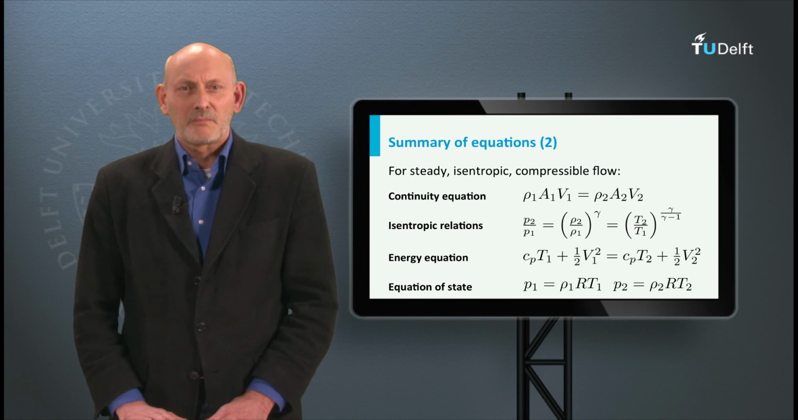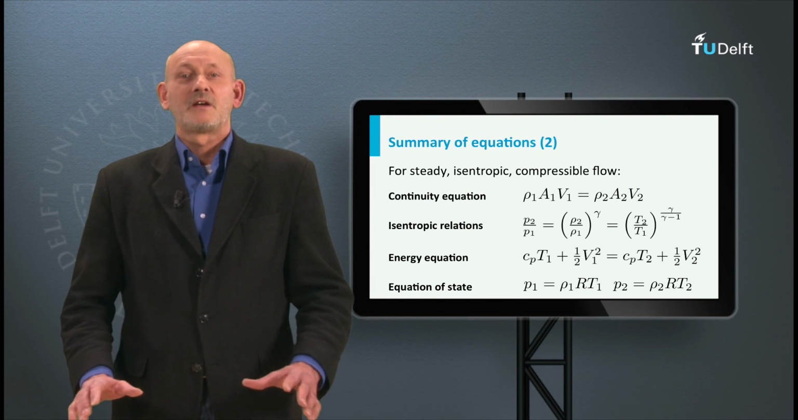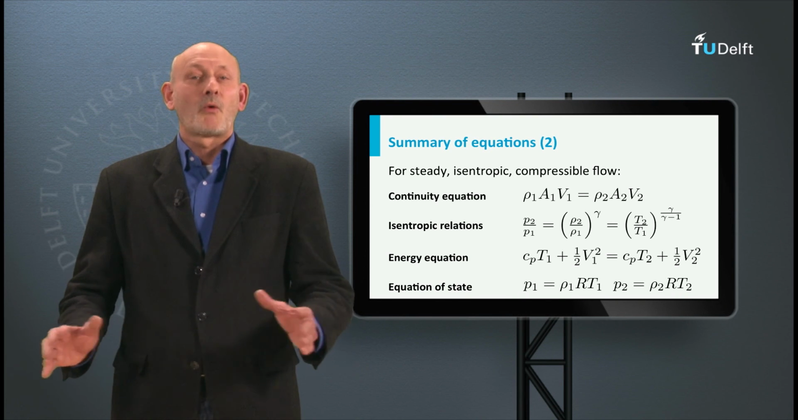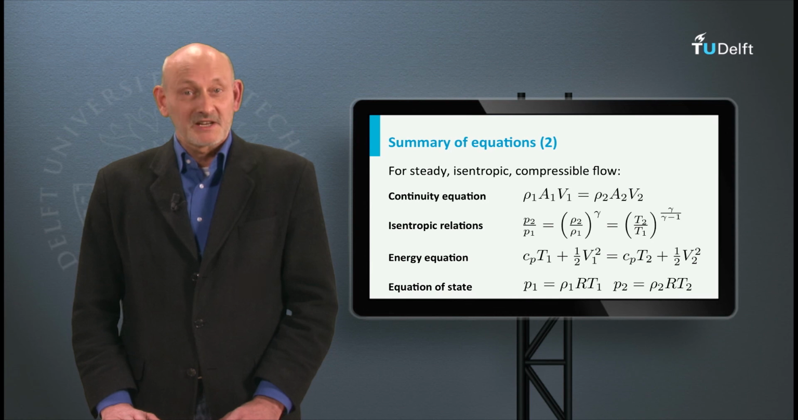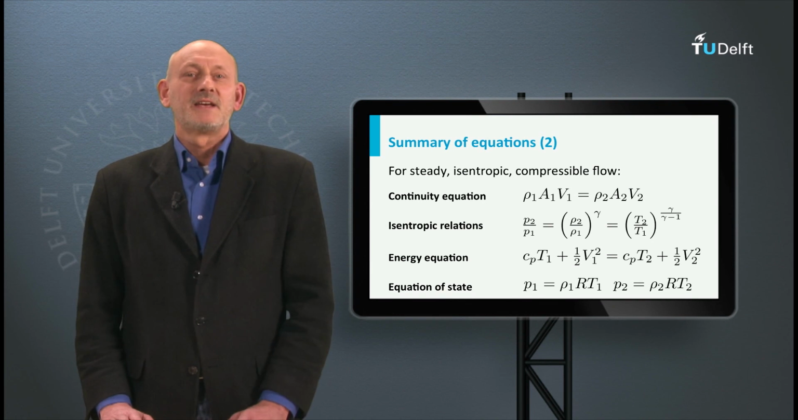For isentropic compressible flow, we have found 4 equations. The continuity equation in the compressible form, rho A V is constant, the 3 isentropic relations with gamma is Cp over Cv, the energy equation, Cp T plus a half V squared is constant, and also here the equation of state of a perfect gas. I say we are well prepared to tackle compressibility problems. In the next lecture we find ourselves right in the middle of that, as we will treat the speed of sound and the Mach number.